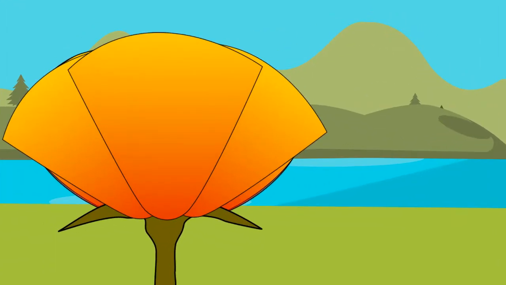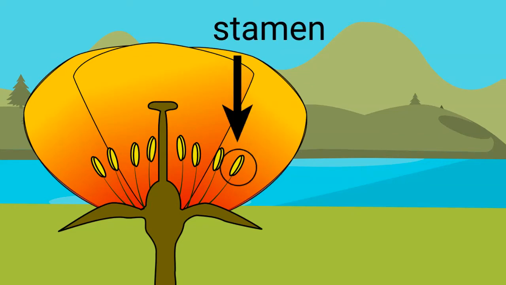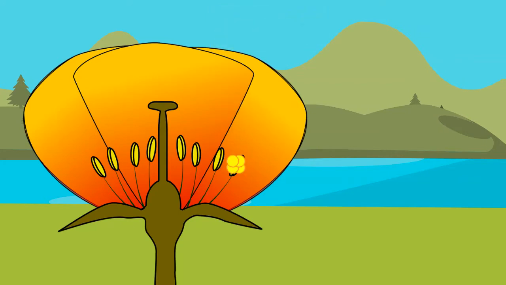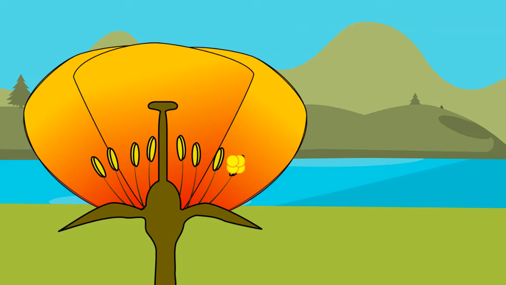This is a flower. A flower has many parts. This part of a flower is called a stamen. Say stamen. A stamen makes yellow sticky particles called pollen. Say pollen. Pollen needs to go to another flower in order to make a seed. However, pollen cannot travel to another plant by itself.